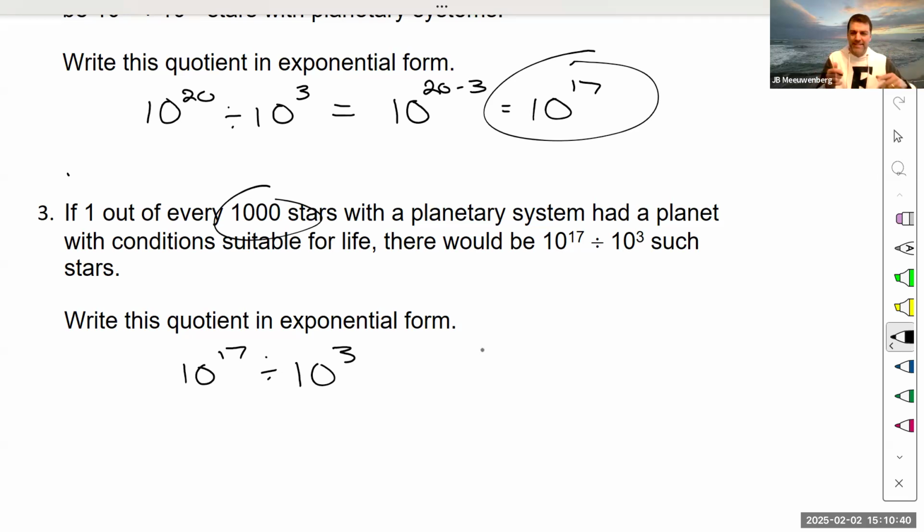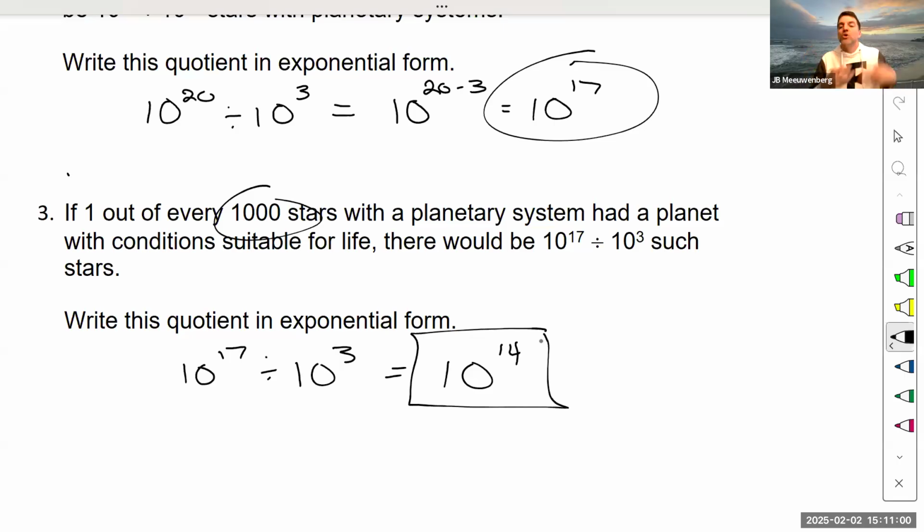So again, reread that one, make sense of it, and then do that last step. So again, 10 to the 17th divided by 10 to the third is 10 to the 14th power. So that's a fun little series of questions, all using a base of 10 with certain exponents to throw out some probabilities of possible planets that exist out there that could be sustainable for life. That's a pretty big number if you multiply all those out.